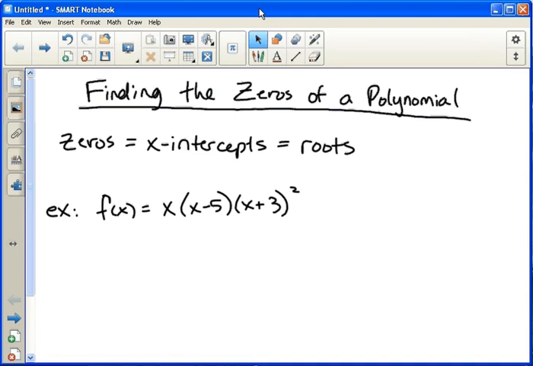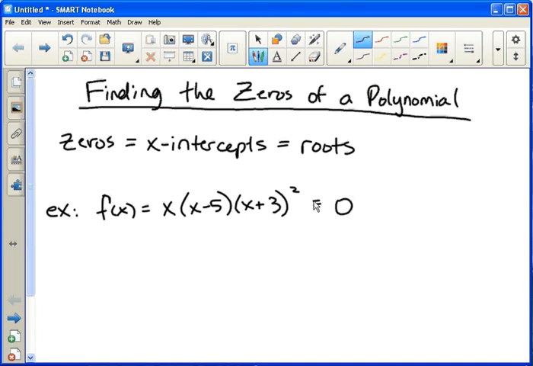So this is similar to what we did when we were solving quadratics, where we would factor and then set them both equal to 0 and solve. Same idea here. This has already been factored for us, so we can just set it equal to 0, set each piece equal to 0, and then solve.